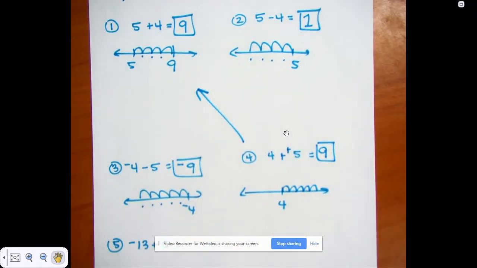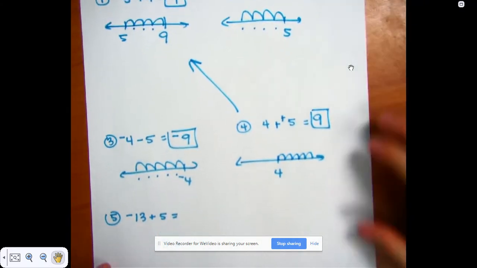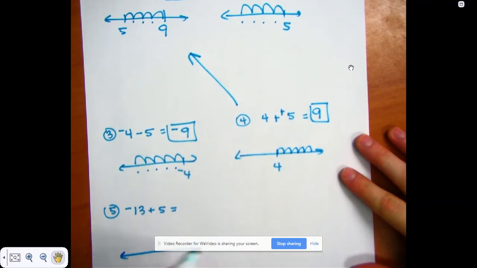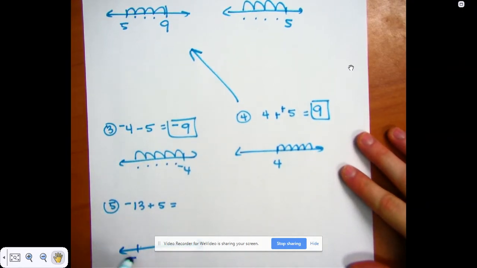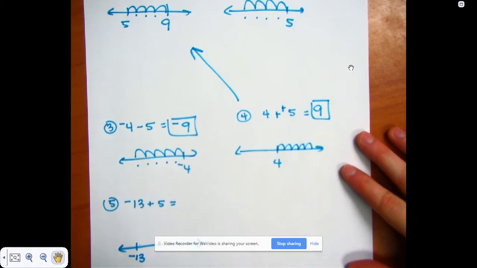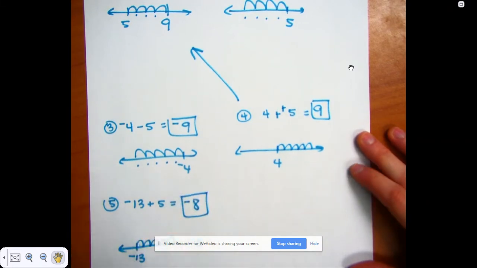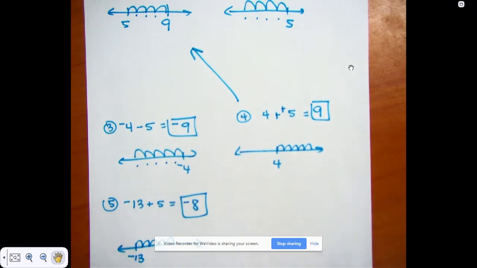Okay, and then change up our numbers because we've seen a lot of 4s and 5s and 9s. I want to do a negative 13 plus 5. I want you to draw the number line. You're going to start at negative 13, and then are you going left or right? Pause the video, try it on your own. You're going to go right because it's a positive. So I'm going to go 1, 2, 3, 4, 5. You're going to end up at a negative 8. So in this case, I'm subtracting them, but I'm going to stick a negative on my answer.